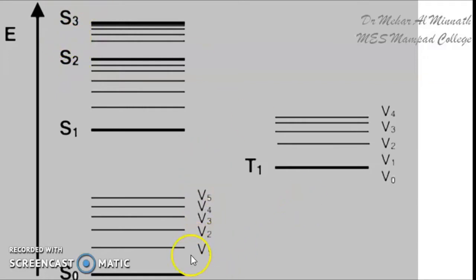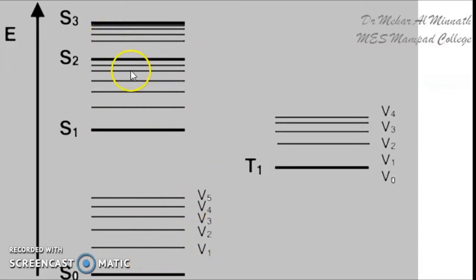You can see here smaller lines over here. Now these bold lines represent the limits of each electronic energy state. From here to here you can have the singlet ground state. From here to here you can have the singlet first excited state. From here to here the singlet second excited state, and so on.